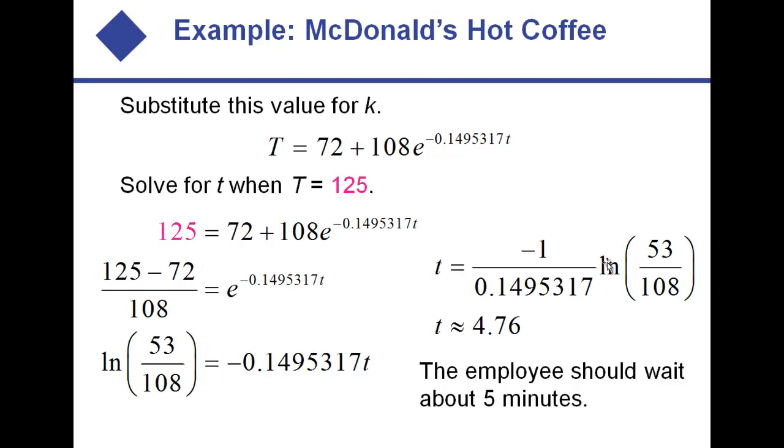So it's going to be natural log of this thing divided by negative 0.145, so they just wrote it as times a fraction, but you get the idea. And it comes out to be 4.76. Now remember, this was in minutes because when we were solving for k, it told us that it went to 165 degrees after 1 minute. So everything was in terms of time in minutes. So the employee should wait about 5 minutes and then it'll be cool enough to serve.